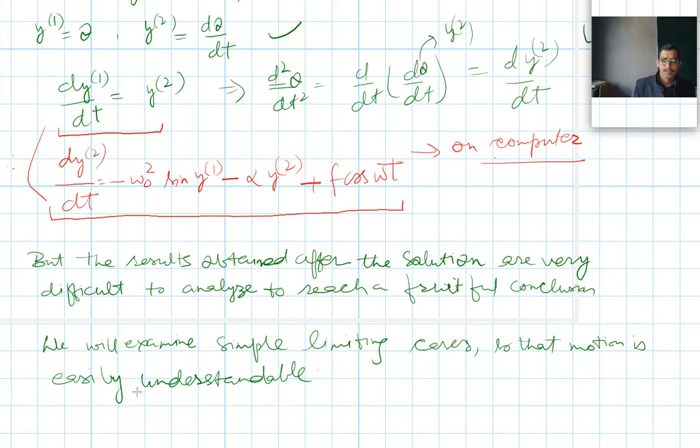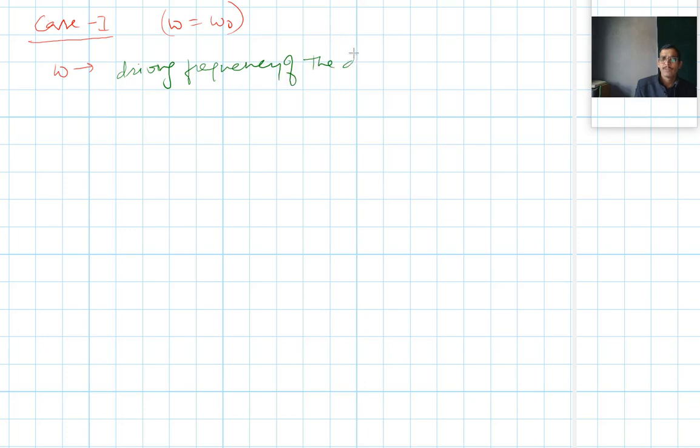Let us take case one. The case one is the case where omega is equal to omega naught. What does it mean? Omega is the driving frequency of the driving force, and omega naught is the natural frequency of the oscillator.